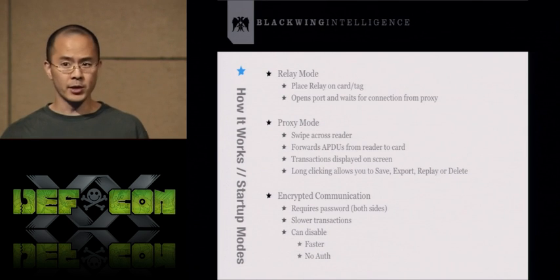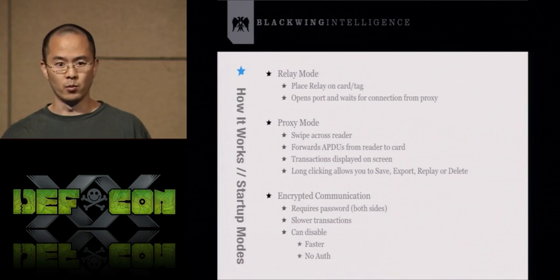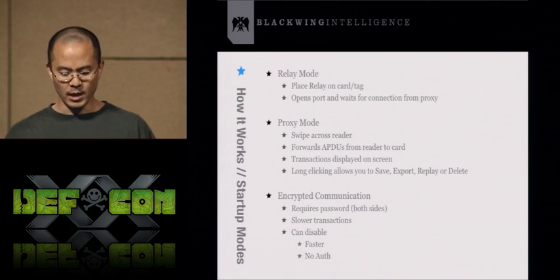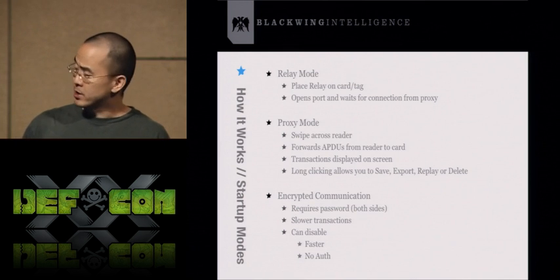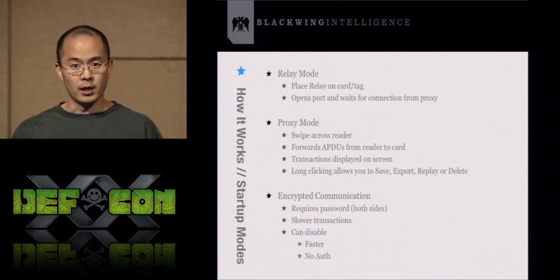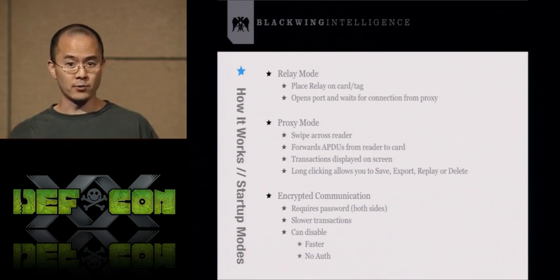However, when you're encrypting communications, it slows down the entire NFC transaction. So you can disable that. I typically disable that because I run on a private encrypted Wi-Fi network. So if you disable encryption, it'll speed up the transaction, but you'll also lose authentication. So that phone that's running in relay mode, anyone can connect to it and query that credit card.